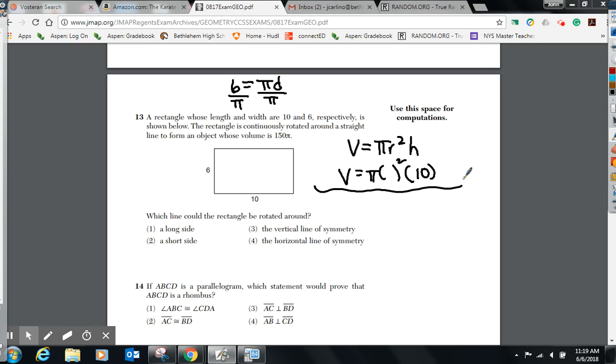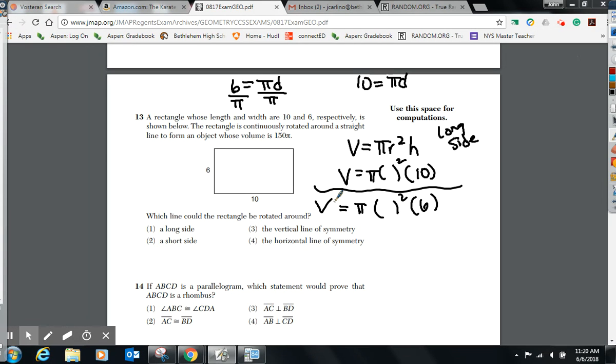Versus now, that's the long side. What would happen if I rotated it around the short side now? What would be my height now? Okay, see how this changes now? And then now it would be 10 equals pi d. Then I would plug that in for the radius and see if I got 150 pi out of that one. Okay, good so far? Everyone else all right? Good? Other questions?